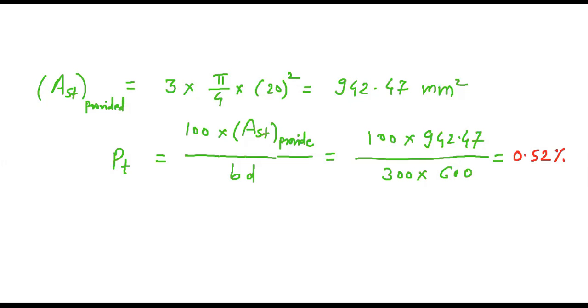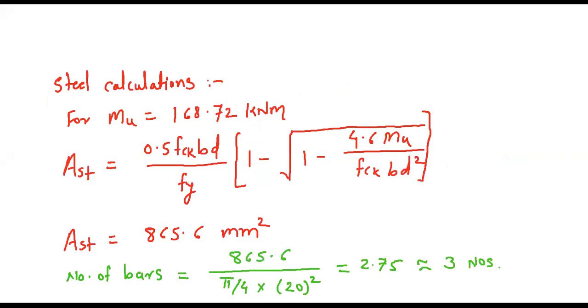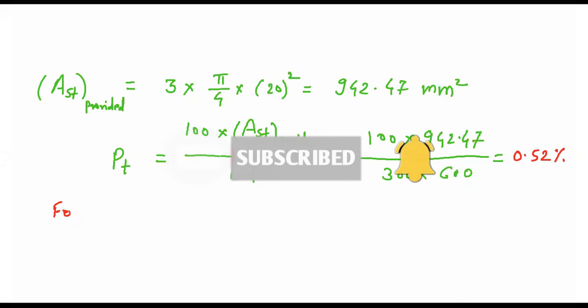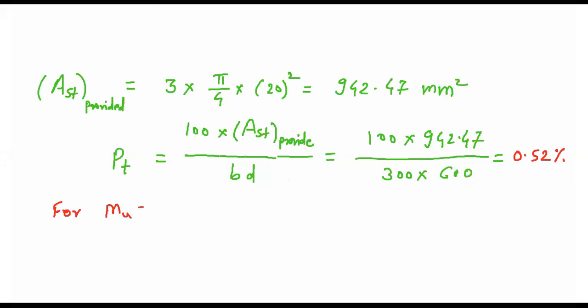Now the same thing we are doing for calculating the AST for the sagging moment. Now this we have calculated for which moment? Negative moment. Correct. That is hogging moment. Similarly, we are going to calculate it for sagging moment. So for Mu equal to 115.2 kilonewton meter, again use the formula of AST.